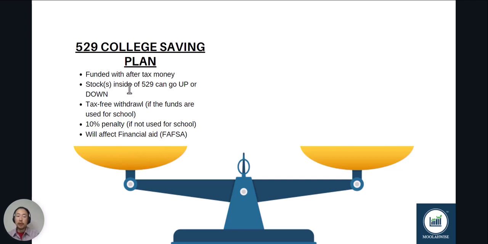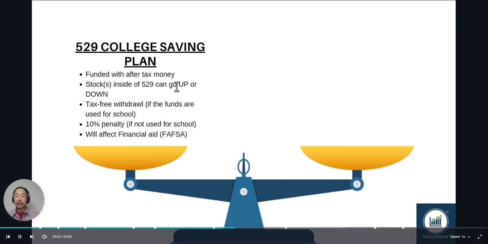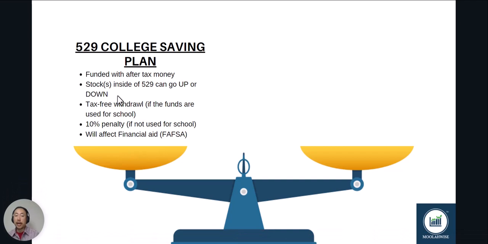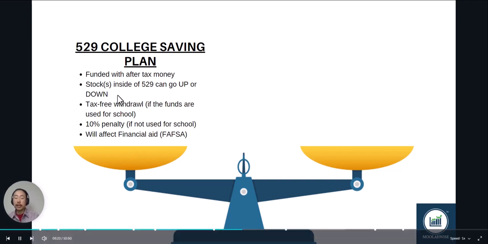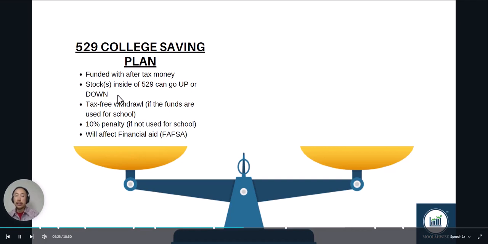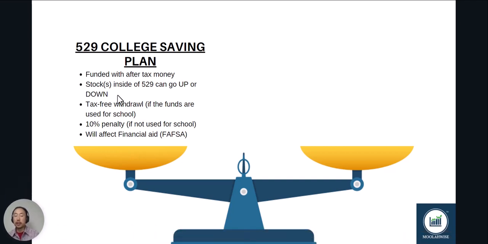A couple of the downsides of that is that the stocks inside of a 529 plan could go up or down. Meaning if your 529 portfolio is made up of all stocks, and if the stock market corrects itself, then let's say the year you needed the money, what if the stocks inside your 529 are at 50% value?